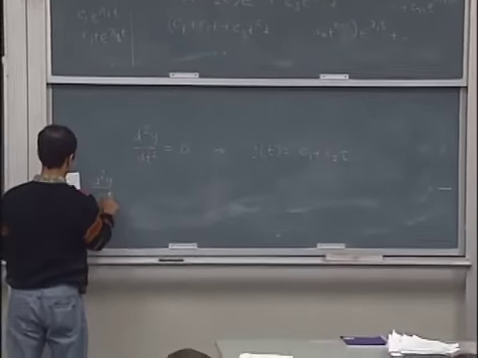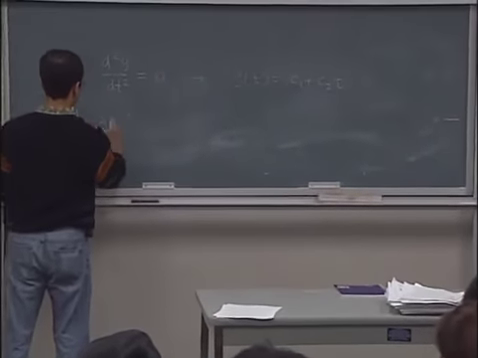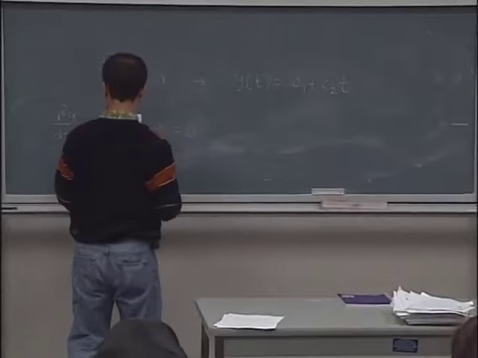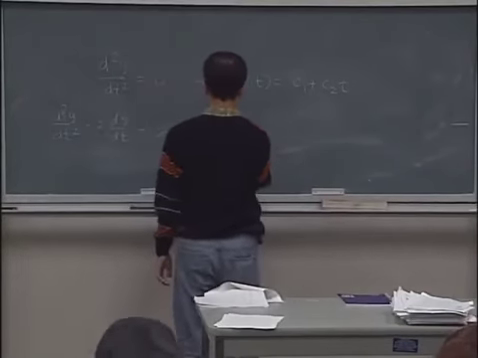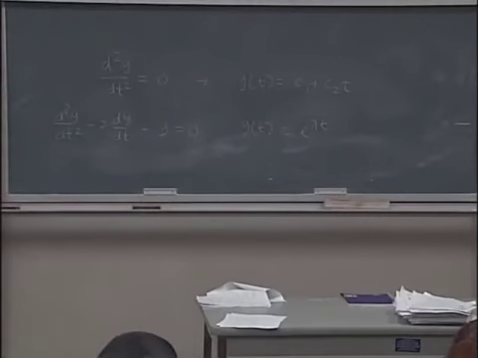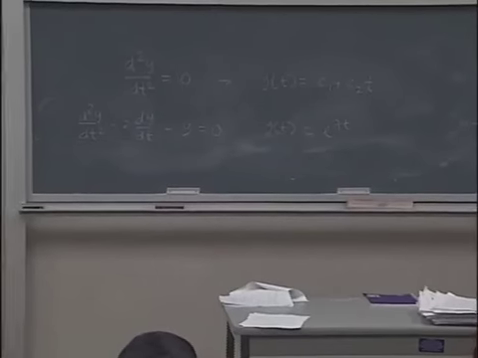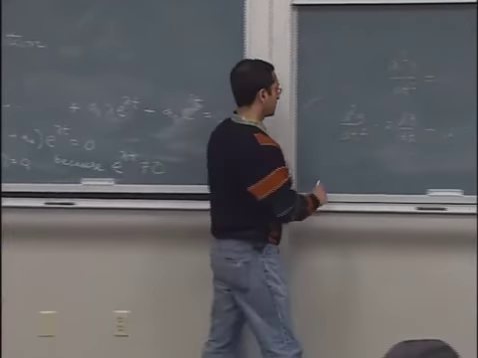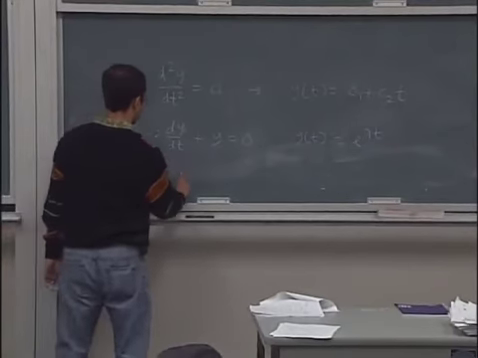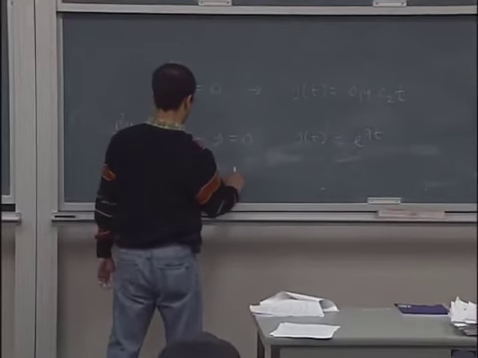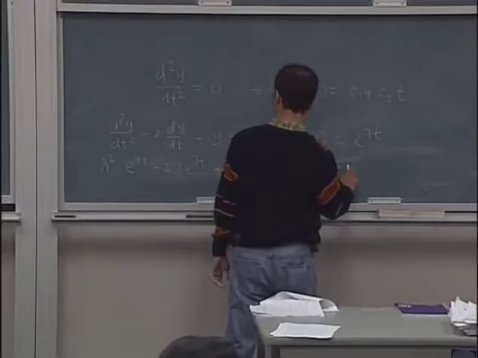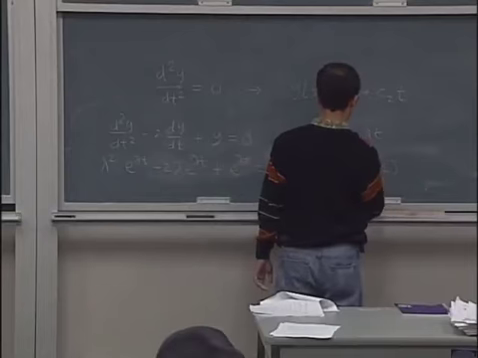Now if you have d2y/dt2 minus 2 dy/dt plus y equals 0, and you try y(t) equals e to the power lambda t. What's going to be the equation for lambda? If I plug e to the power lambda t into this equation, I'm going to get lambda squared e to the power lambda t minus 2 lambda e to the power lambda t plus e to the power lambda t equals 0. This implies lambda squared minus 2 lambda plus 1.